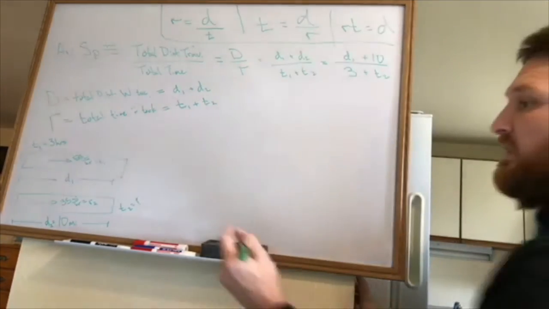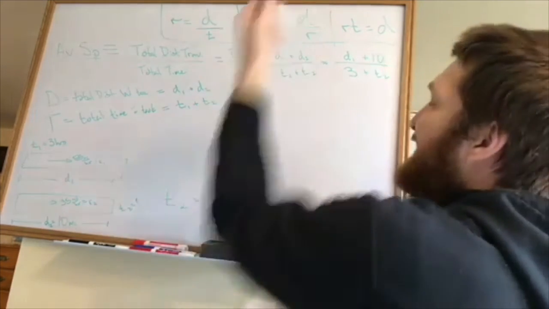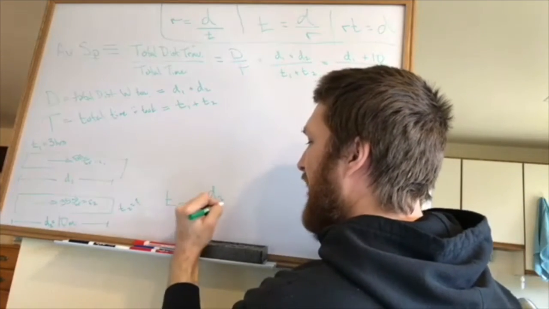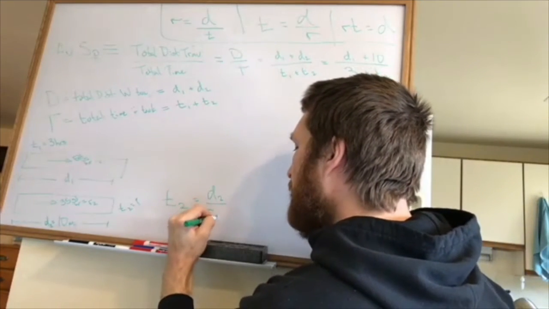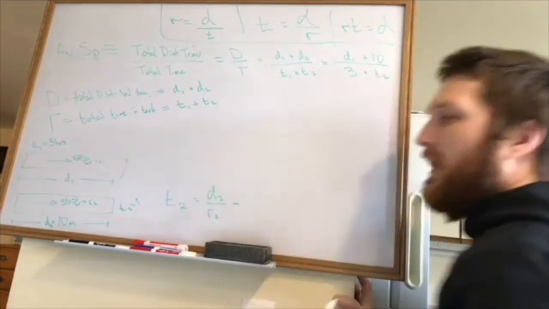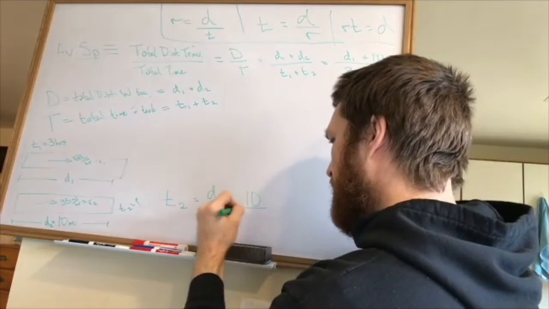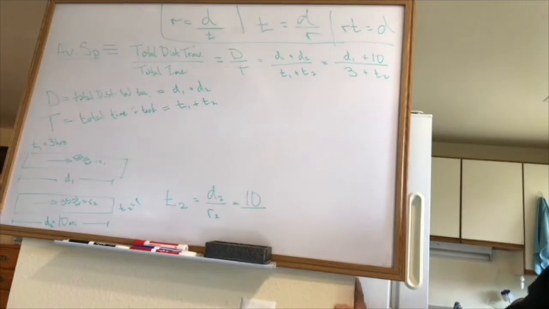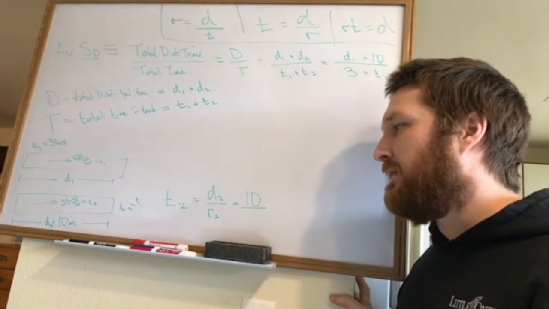I could just say the total time that I'm looking for, in other words, T2, is the distance that he drove in that trip and the rate at which he drove during that trip, which is what? What was his distance traveled in the second trip? 10 miles. Divided by what rate did he drive at? At what rate did he drive in the second trip? 35 miles an hour.